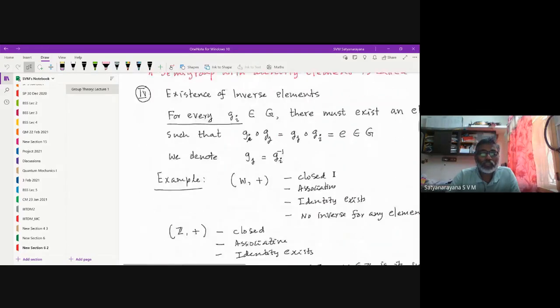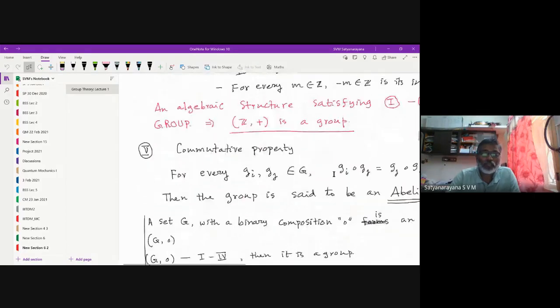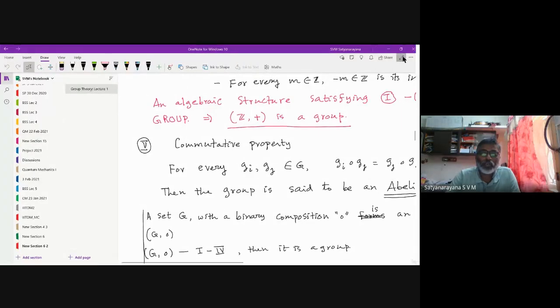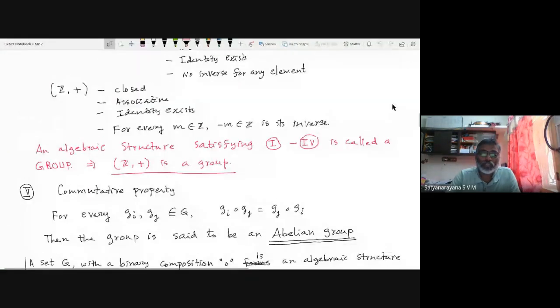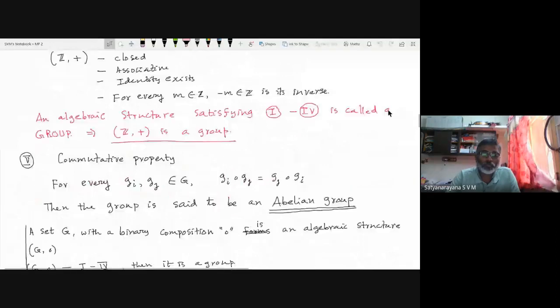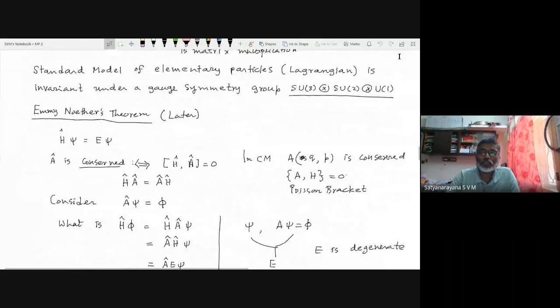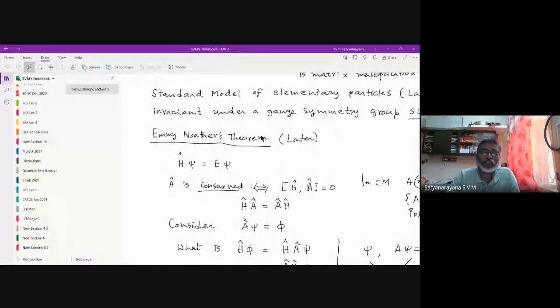And then the second exercise is, please try to look at this 4-element group and check what are the conditions under which this will form a group. So I will stop here, and if there are some questions, you can ask.